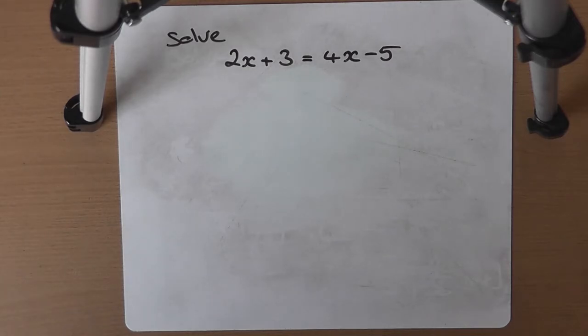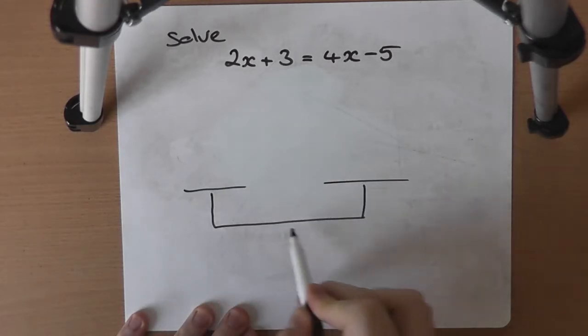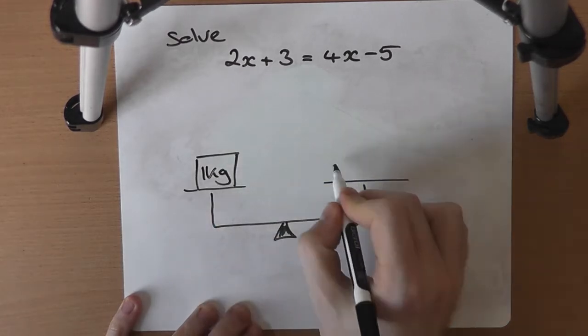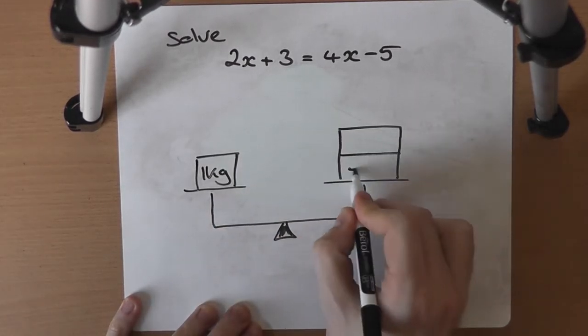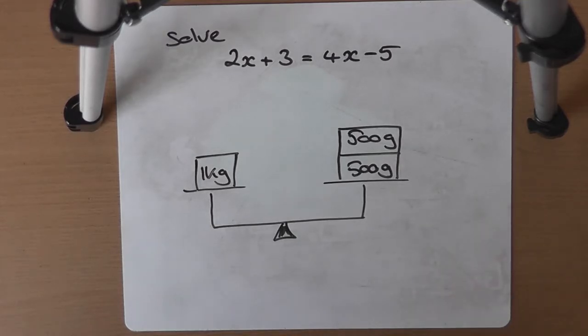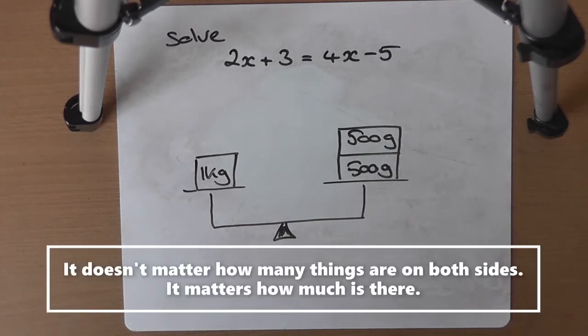The final thing that we need to remember when we're thinking about these kitchen scales is that it does not matter how many things are on both sides. For example, there is a set of kitchen scales. And let's say on one side we've got a weight that is 1 kilogram. And let's say on the other side we have got two weights and each one is 500 grams. Are the scales balanced? Well, yes, they are. They are balanced because on this side we have got 1 kilogram and on this side we have got 500 grams and 500 grams. That's 1,000 grams. That's 1 kilogram. There's one thing on this side and there are two things on this side, but that doesn't matter because the number of things on each side does not matter. What matters is how much is there. So these two scales are balanced.